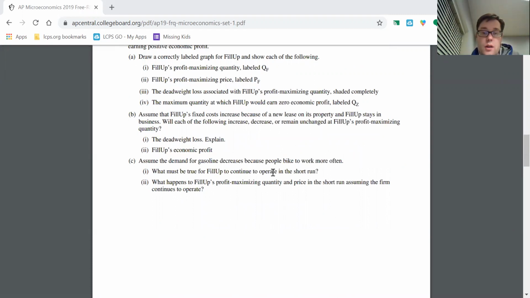Now, assume that Phillips' fixed costs increase because of a new lease on its property and Phillips stays in business. Will each of the following increase, decrease, or remain unchanged at Phillips' profit maximizing quantity? And they also want you to explain a little bit, right? So I guess maybe I should have left the graph up, but the key thing here, part B, is to realize that here.